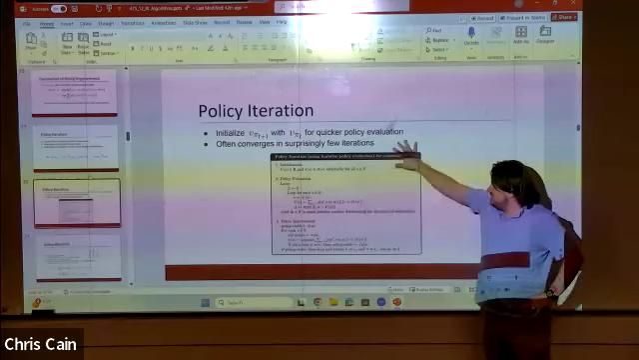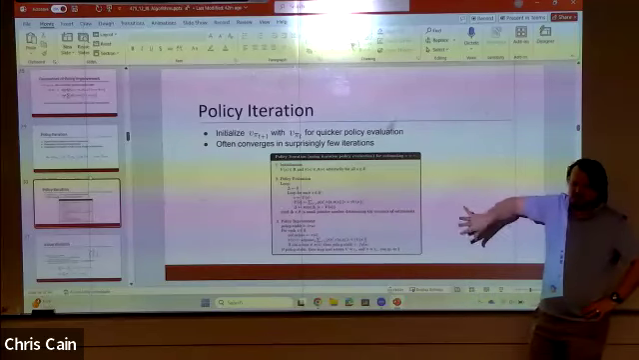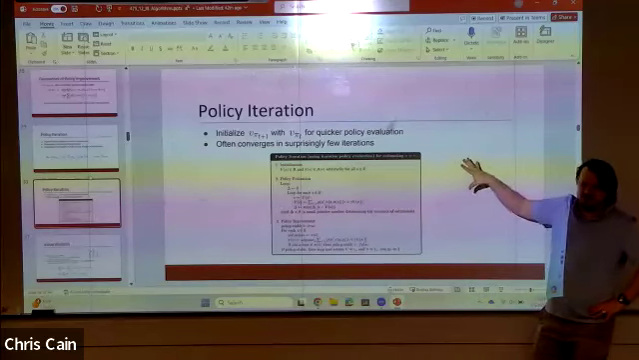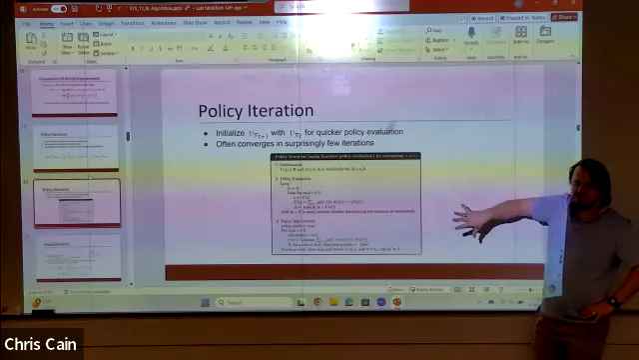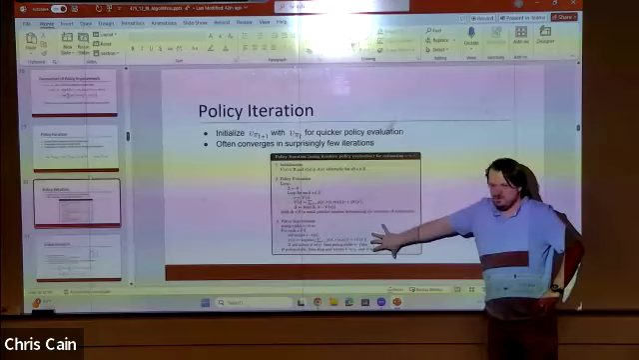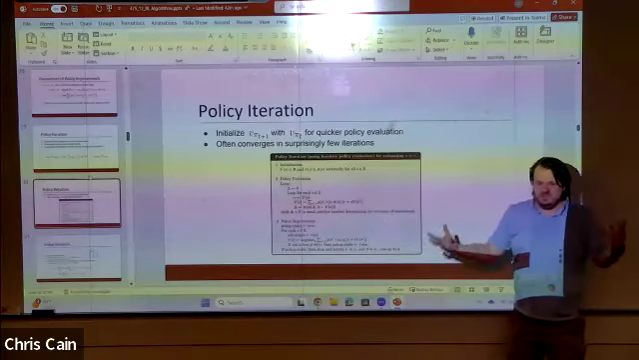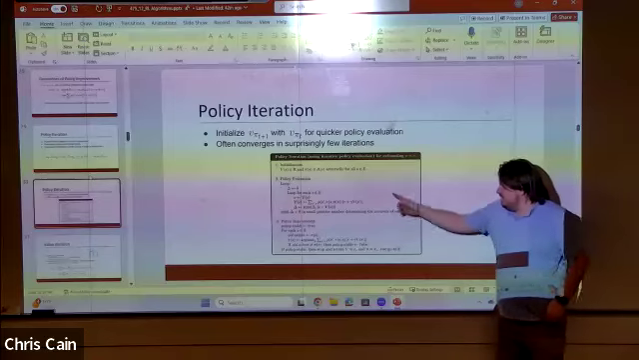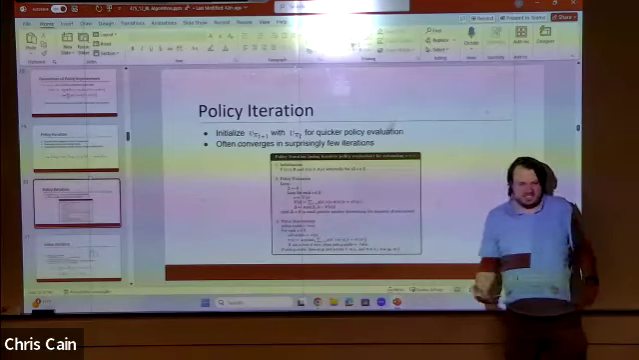So this is an expectation maximization algorithm, if any of you have heard of EM or seen that in any machine learning course. But it's evaluate, improve, evaluate, improve, evaluate, improve, continue to do that process until you go through the evaluate and improve step and it doesn't change your policy.